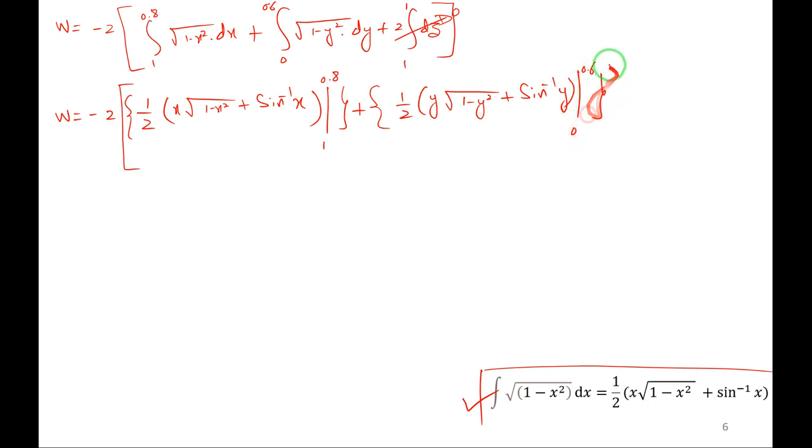So close the curly bracket, this entire bracket. This third term will be 0. By making use of this, I have written this. Next, this half can be taken out, half and half, and it will cancel with 2. Minus stays as it is.